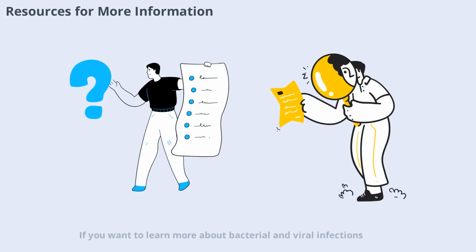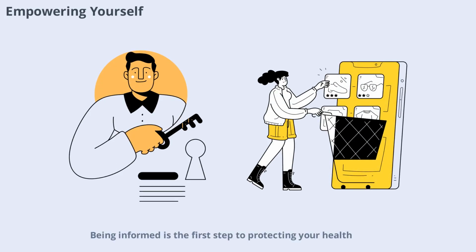If you want to learn more about bacterial and viral infections, trusted sources include the Centers for Disease Control and Prevention (CDC), World Health Organization (WHO), and your local health department. These organizations offer up-to-date information, guidelines, and tips for staying healthy. Being informed is the first step to protecting your health.